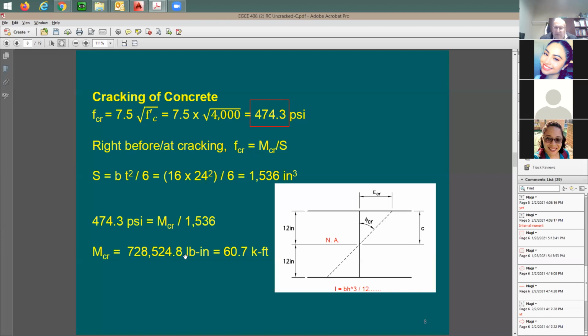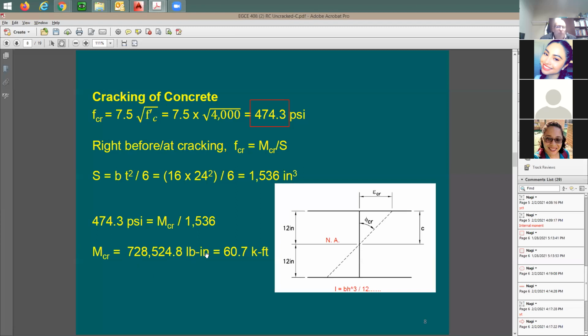Now be careful about units. This S, I have done it in inches. The stress is going to be in pounds and inches. Therefore, the moment, as you know, any moment is going to be equal to some force multiplied by a moment arm. So it's going to be equal to this number here, 728,000 pound-inch.